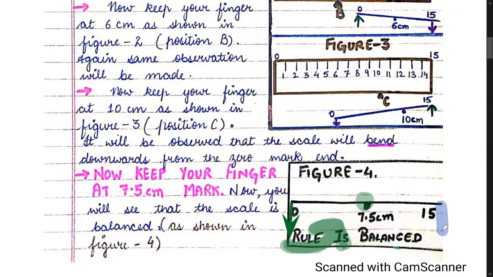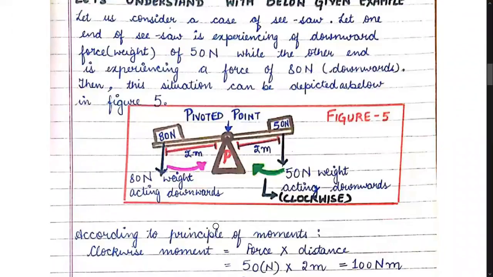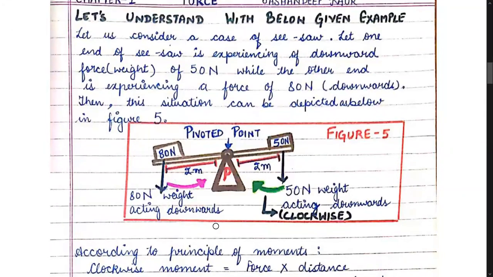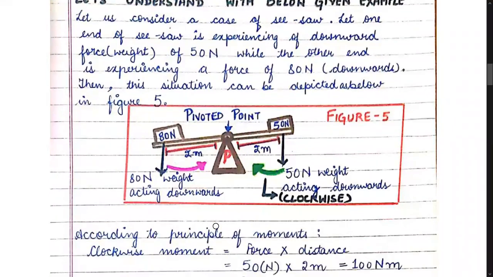Similarly, at the end of 15 centimeter, if you move this force towards the pivoted point, what is the direction here? Clockwise or anti-clockwise? See, it is a clockwise direction. So what you have to do is move the forces acting downward towards the pivoted point or balance point to check the movement of the object.